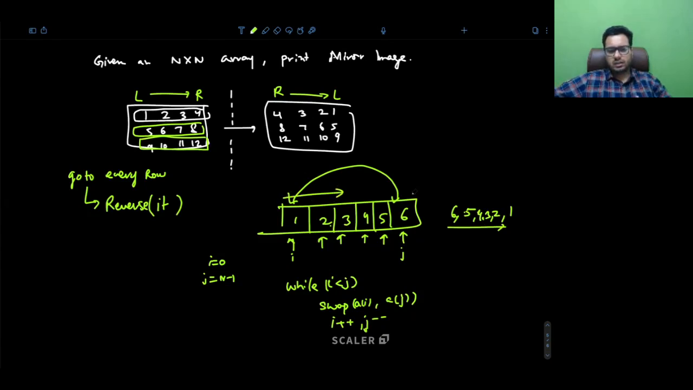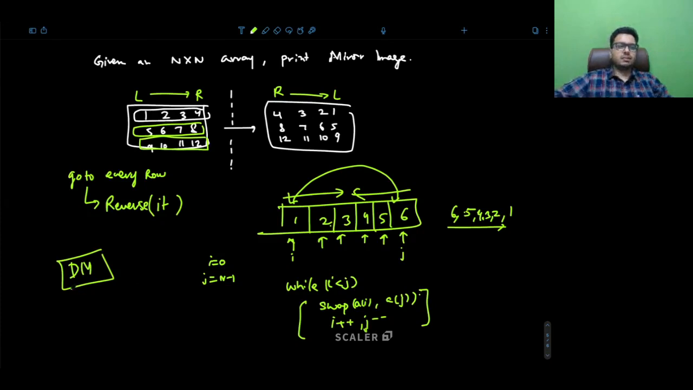So we swap the left part with the right part, and that's pretty easy. So you can do it yourself. I'll not write the complete code. You need to go to every row and reverse it. Does it make sense? Now there is a question by Pranav. Will it work in matrix rotation?